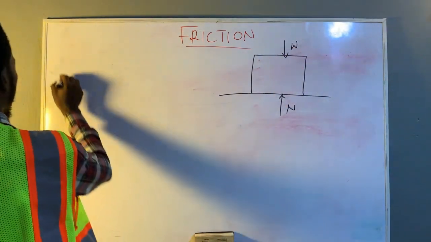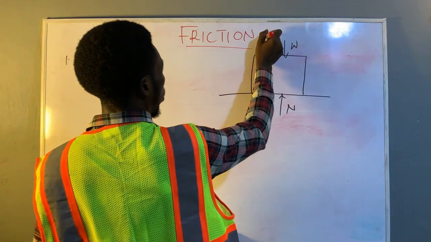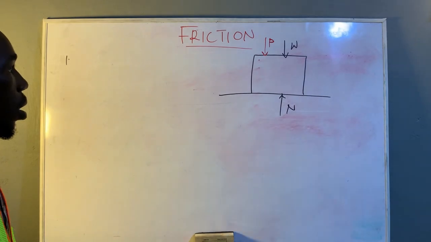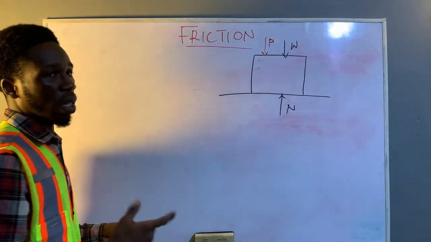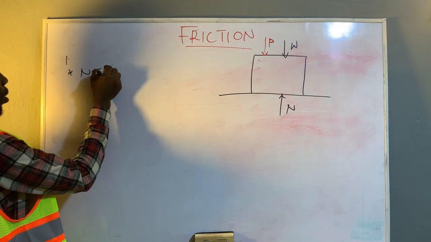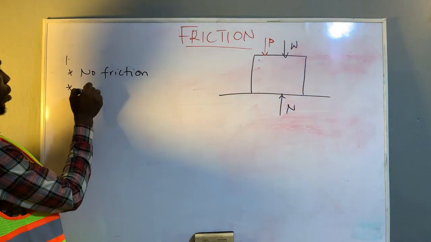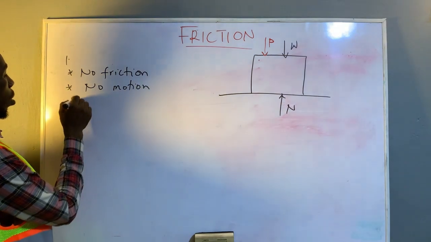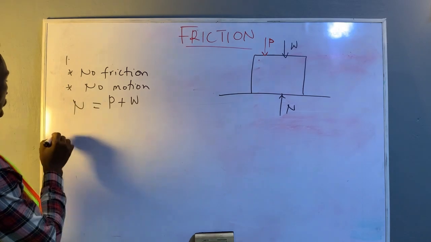So let's look at the first case. In the first case, we apply force P in the vertical direction. Because you don't have any force being applied in the horizontal direction, you're not going to have any friction force. So in the first case there is no friction, and also no motion. Our equilibrium equation is the normal force equals the applied force plus the weight force.